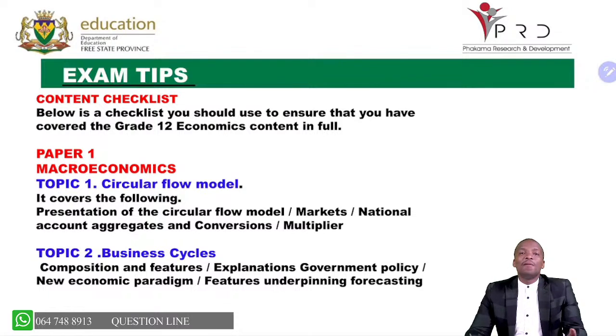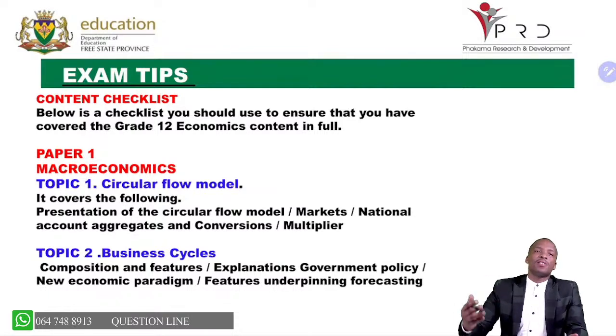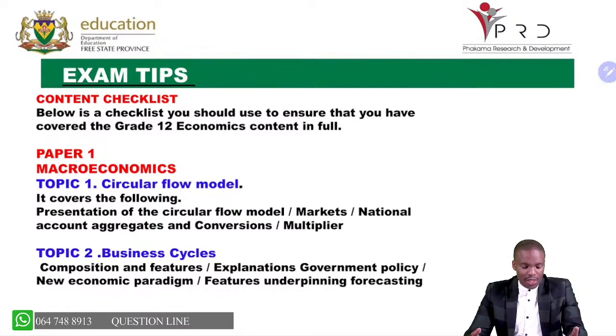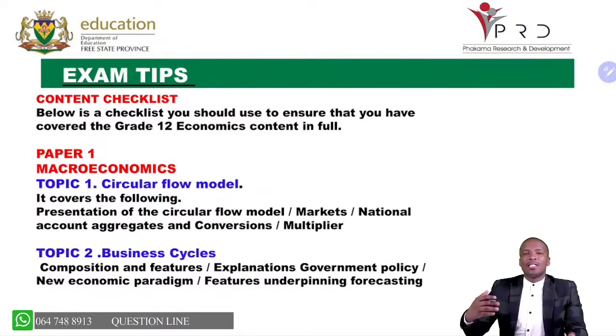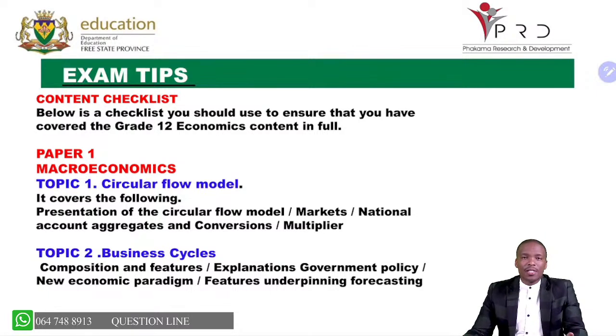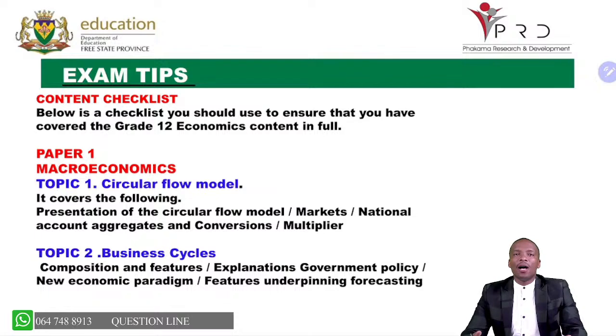Topic 2, business cycles: the composition and features of the business cycle, explanation of government policies, which is the fiscal policy and the monetary policy. We are looking at the new economic paradigm embedded in the demand side and supply side policies, where you will be looking at the Phillips curve, the issues of unemployment and inflation, and then the supply side policies, you'll be looking at the reduction of cost, the efficiency of inputs, as well as markets.